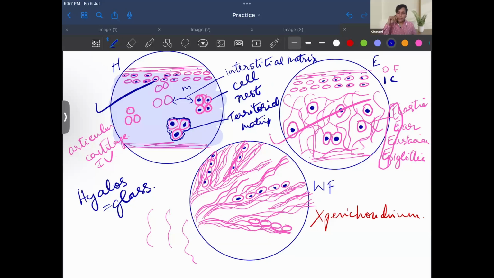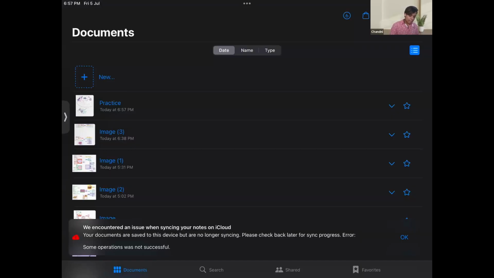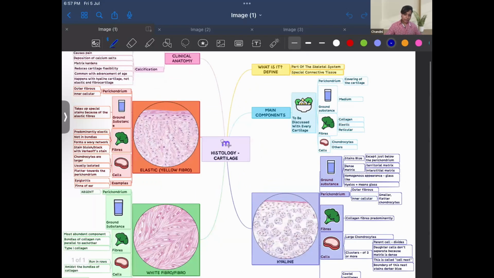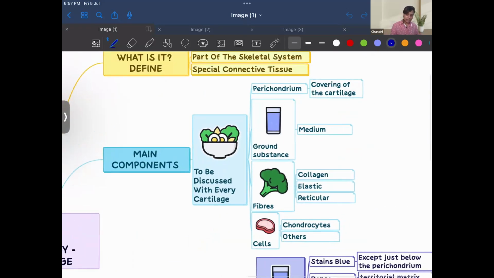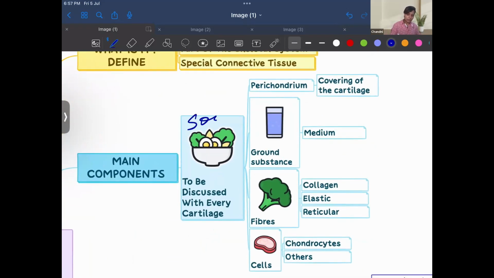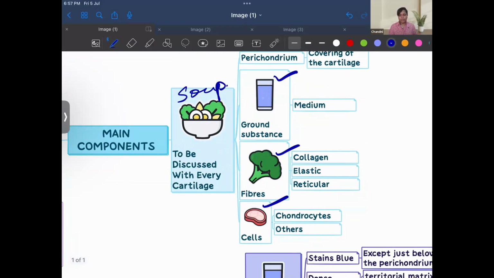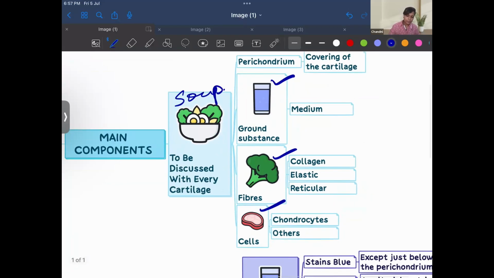Any doubts, guys? Was this an easy way to study the three different types of cartilage? I hope it was. This is how I studied it. I hope it was very helpful when I studied it this way. I hope it's helpful to you as well. Now, let's open better diagrams. See, I have put some cute little elements here so that you remember. Soup, medium, fiber, cells. Okay, always remember this and you will never forget cartilage.